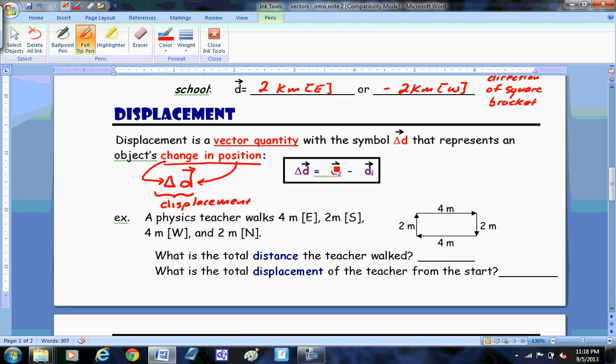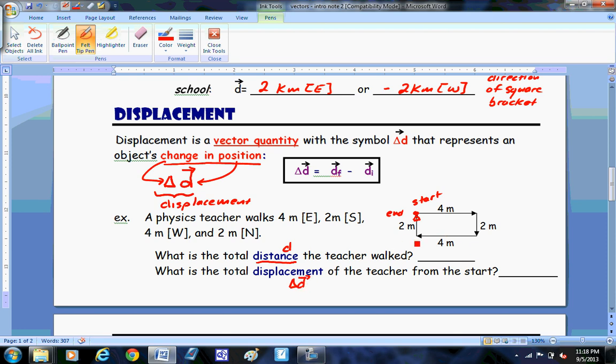Let's take a look at this example here. Here I've got a teacher. The teacher is going to be starting over here. This is my start. The teacher is walking 4 kilometers east, 2 kilometers south, 4 kilometers west, and 2 kilometers north. So basically they end up at the same spot. The end and start point are the same. This example is really good to illustrate the difference between distance and your displacement.